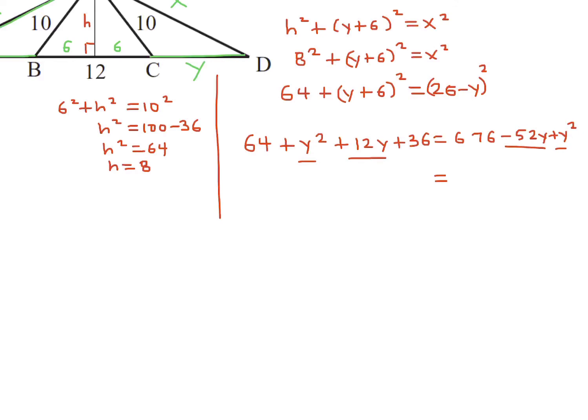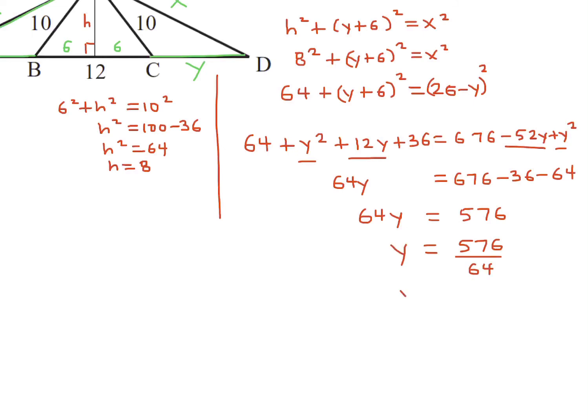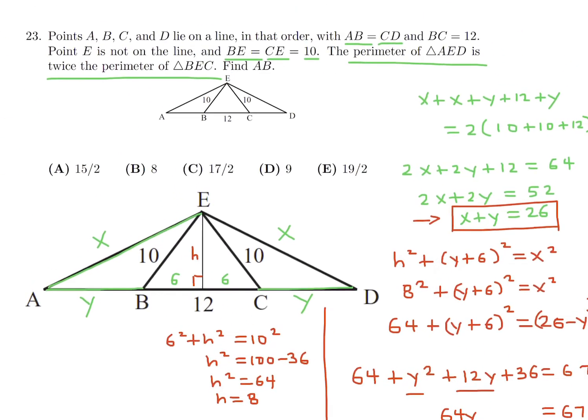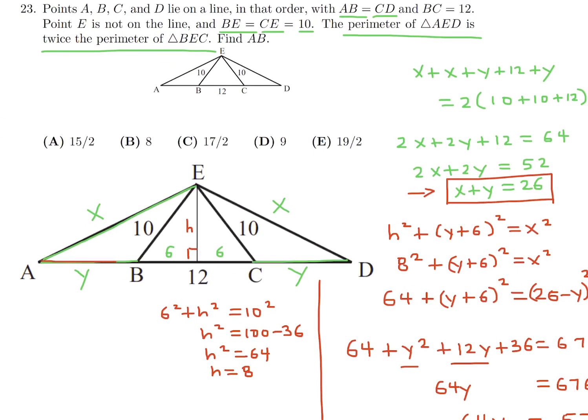Then we have a whole bunch of numbers here. Bring this 52 over and you get 64y. And you get 676 minus 36 minus 64, like that. This becomes 576, 64y. And therefore 576 divided by 64 is our y value. And therefore y is equal to 9. And y is what they wanted us to figure out, because y represents AB, and that's what they wanted us to figure out. So 23, the number is 9, and the letter choice is D.